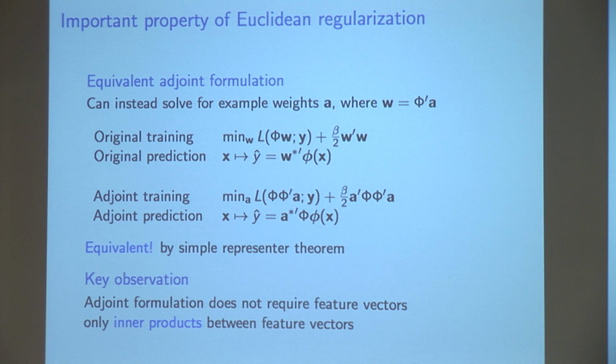Since W can be expressed as a linear combination of the data, I can just rewrite the optimization over this adjoint weight vector. So instead of the weight vector on the features, I can replace it with a weight vector on the examples. So now I'm going to learn a weight vector A on examples, and then I'm just going to replace W with phi transpose A. That's what we saw on the last slide. I'm going to make that substitution everywhere, and I get this training problem.